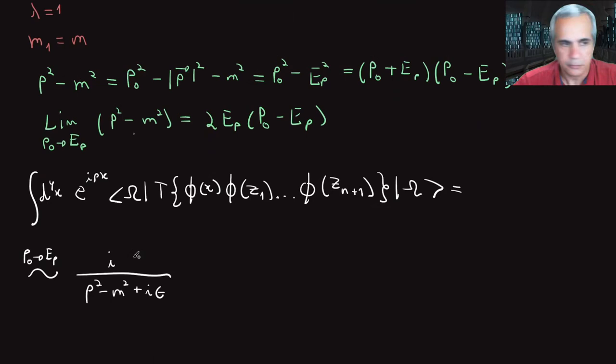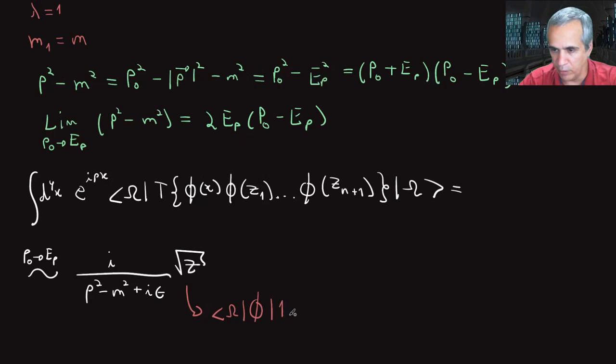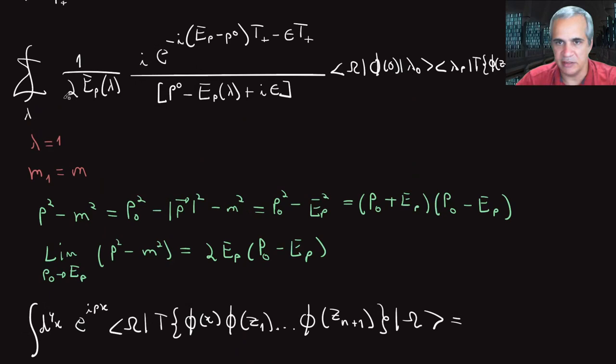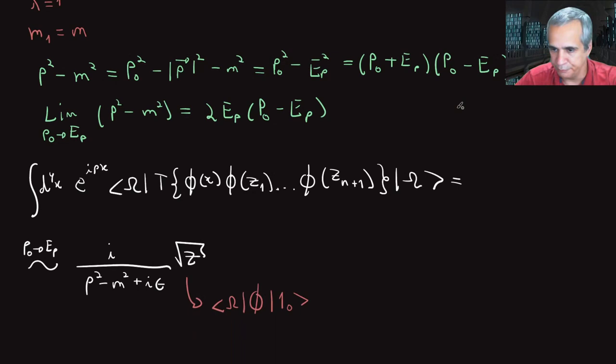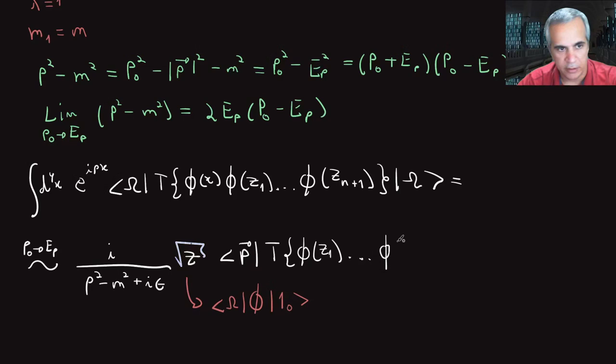times the square root of Z. Again, I'm defining this as I did before, as the transition between the vacuum and the state with one particle with momentum zero, which comes from here in the case where lambda is just the first one-particle state. Also, I have this lambda_p here that, when I specialize for the one-particle state, will be just the state with one particle with momentum p, which shows up here. And then I have the rest of the time ordering, phi of z1 up to phi of z_{n+1}.